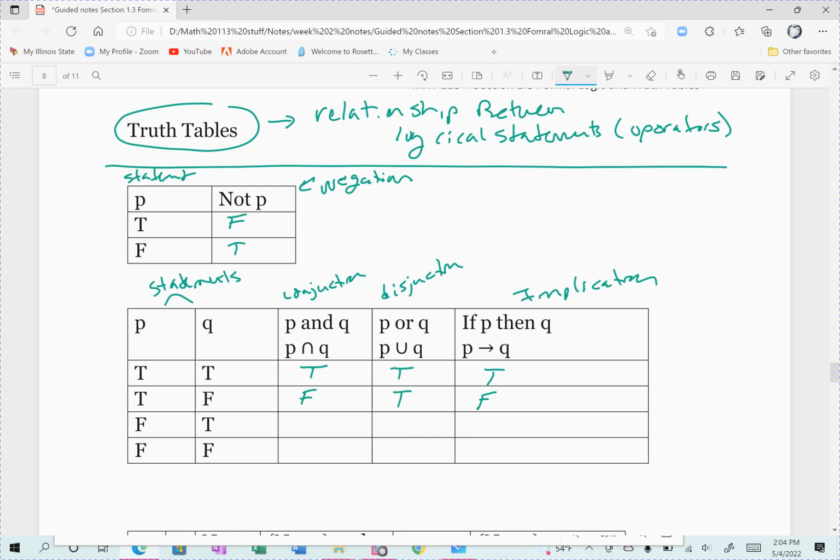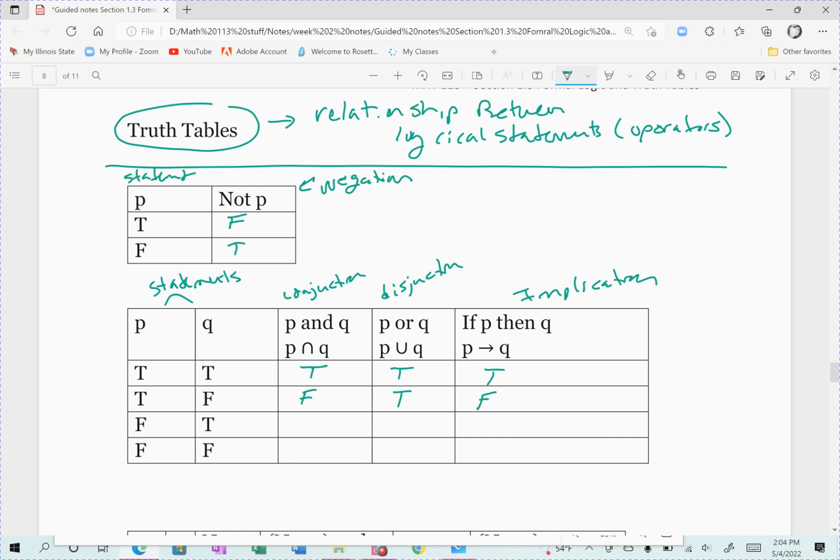So again, that's the false. If P is true and Q is false, then the if-then is false, because the concluding statement was false and the initial statement was true.